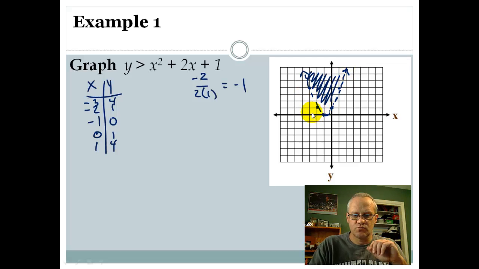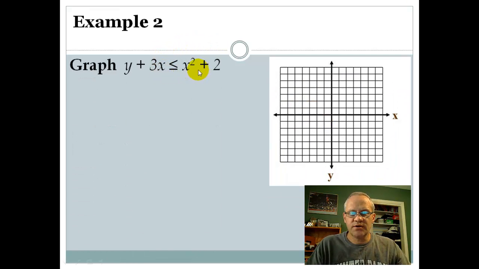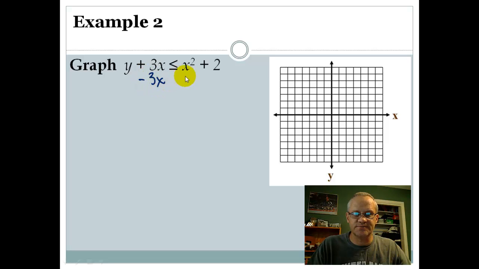Okay? One more example and we'll be done. Now this one is not where y is by itself, so before I do anything, let's go ahead and get it by itself. Okay, so minus 3x.